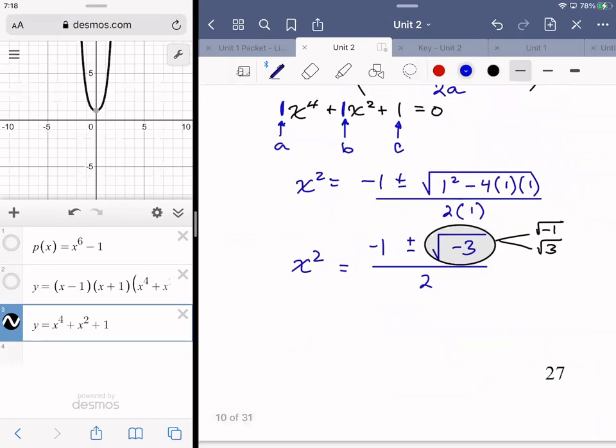So we're looking at, yeah, no problem. So -1 plus or minus this -1 under the radical. That's the same as saying i. So this would be i radical 3 over 2. And so that's what x squared would be equal to. Now, if I want to get x by itself, I would take the square root of both sides.